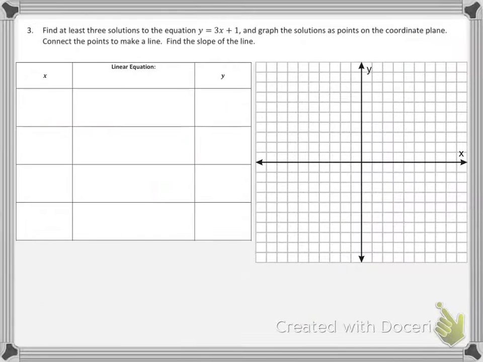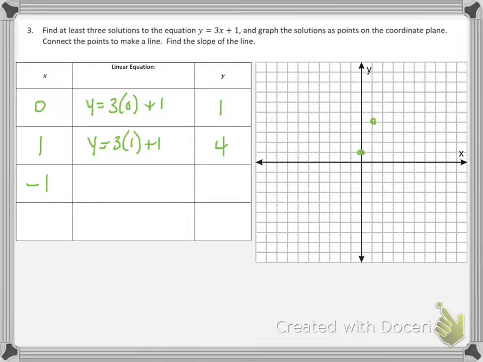Okay, exercise number 3, same thing. I'm going to choose a 0 for x. I get y equals 3 times 0 plus 1. 3 times 0 is 0, plus 1 is 1, so when x is 0, y is 1, I get that point. And let's put a 1 in for x. Y equals 3 times 1 plus 1. 3 times 1 is 3, plus 1 is 4. So when x is 1, y is 4, I get this point right there.